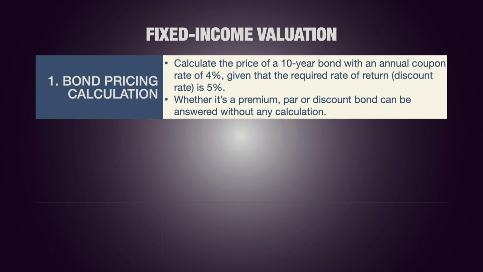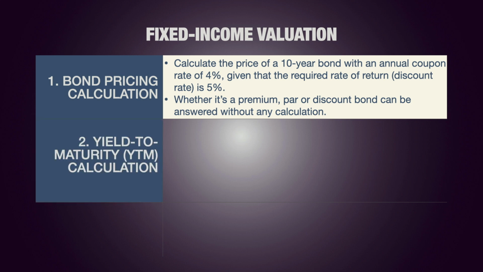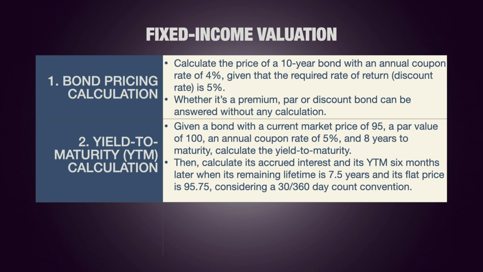Second, I want you to calculate the yield to maturity of a bond with a current market price of 95, a par value of 100, and an annual coupon rate of 5%, and 8 years to maturity. Then calculate its accrued interest and its yield to maturity 6 months later, when its remaining lifetime is 7.5 years and its flat price is 95.75, considering a 360-day count convention.